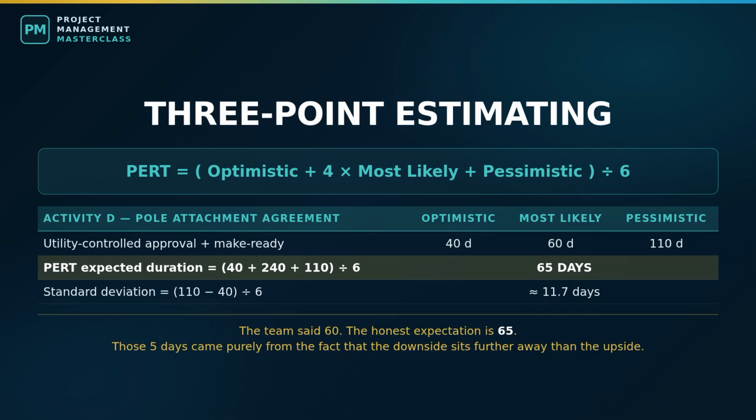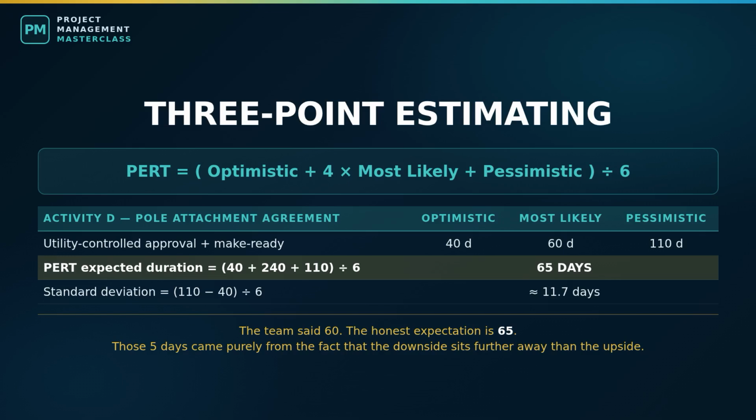PERT gives us 40 plus 4 times 60, which is 240, plus 110. That is 390 divided by 6. 65 days. Look at what just happened. The team's most likely answer was 60. The expected duration is 65. 5 extra days appeared, they are real, and they came purely from the fact that this activity's downside sits much further away than its upside. That asymmetry exists in almost every activity on a real project, and a single-point estimate is completely blind to it.